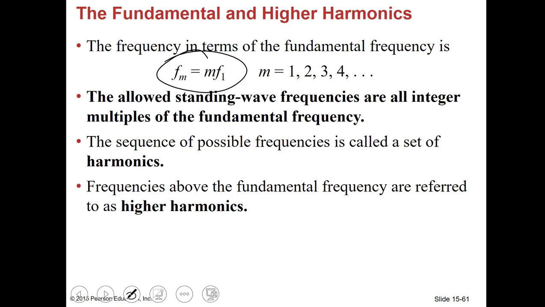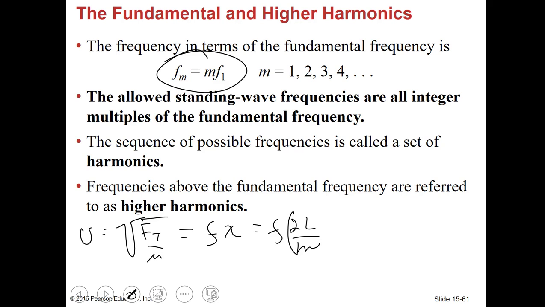Okay, so before we do that, let me put all this together for us. The speed is the square root of the tension divided by the mass per length. This is also equal to the frequency times the wavelength, and the wavelength is 2L over M. So all these different parts work with each other. This is equal to this, and that's equal to this, so you can set all the different parts equal to each other.